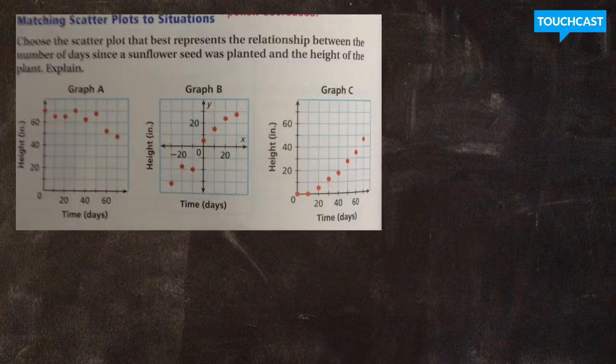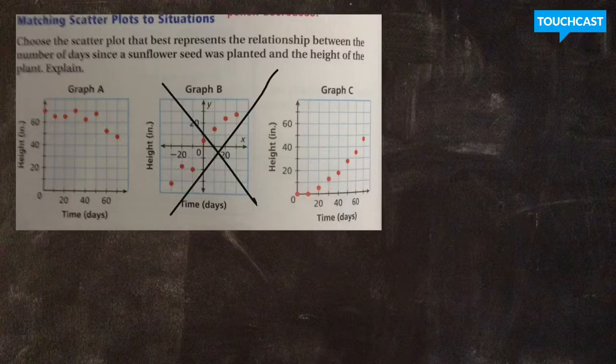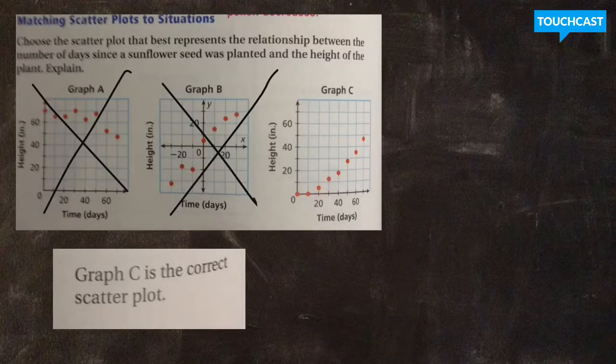I would automatically get rid of graph B because of the fact that we can't have anything be negative. I would also get rid of graph A because knowing what we know about plants, they are going to just continue to grow as time goes along. So we've only got one logical graph left, and that's graph C. So C is the correct scatter plot for our situation.